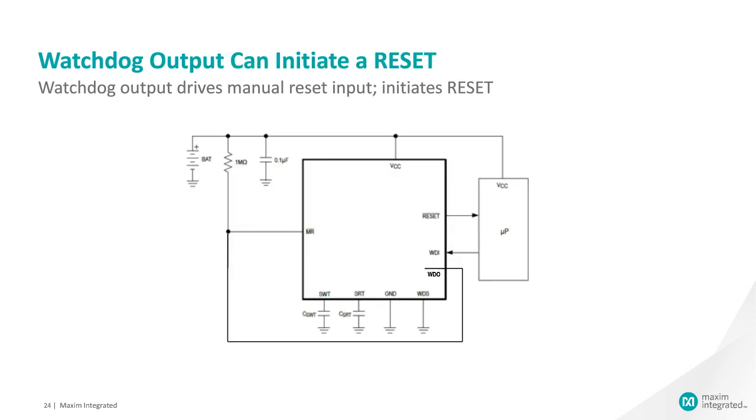So this is the timing diagram of a watchdog output that generates a reset. Basically, the watchdog output is asserted first, and because the watchdog output is connected to the watchdog manual reset input, the manual reset input asserts. Once the manual reset input asserts, the reset output will assert. So the system will be reset.